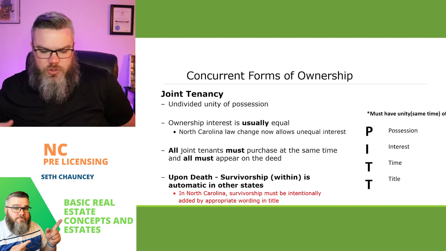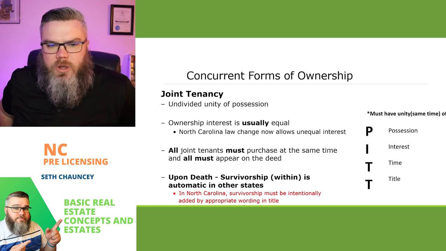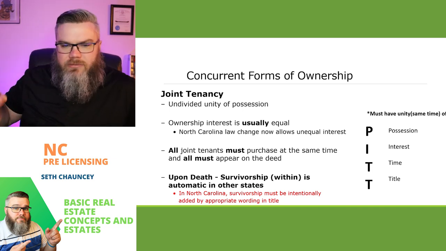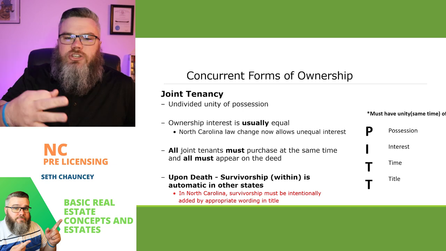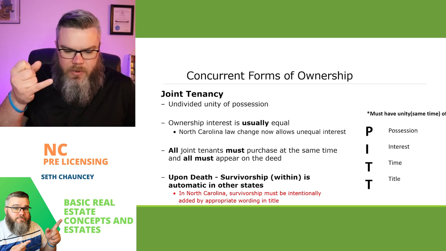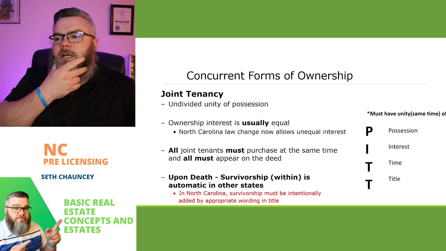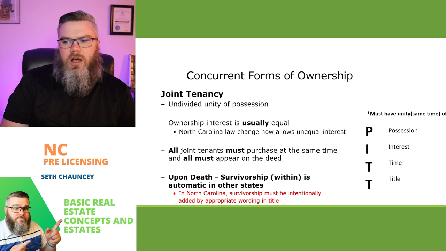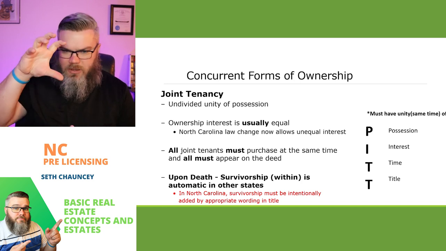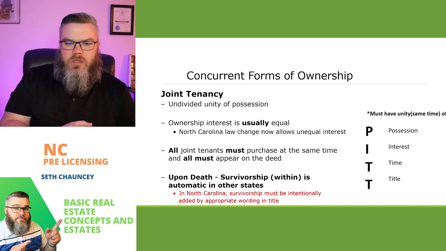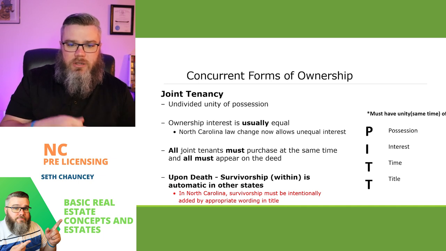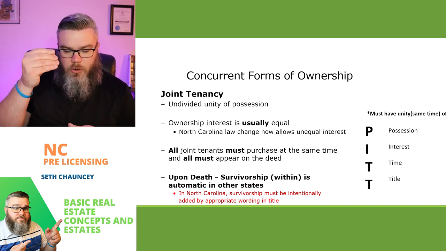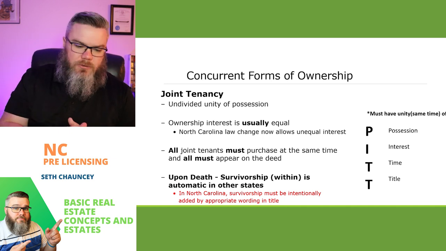Now, one of the unique things about joint tenancy is it has to have what we call unity of time, title, possession, and interest. Time, title, possession, and interest. Now, there's a lot of different resources out there that you could be watching videos on. And so there's two different ways that you could be told to remember this. Some resources use TTIP, T-T-I-P, which is just this backwards. I use PITT, P-I-T-T. Unity of possession, interest, time, and title.